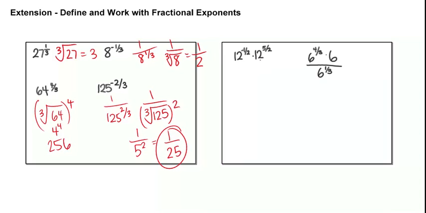Okay, last two, couple steps here. 12 to the negative 1/2 times 12 to the 5/2. Same base, we can add our exponents together. Actually, this one ends up being quite nice, because we get 12 to the 4/2, which simplifies to 12 squared, and that just equals 144.